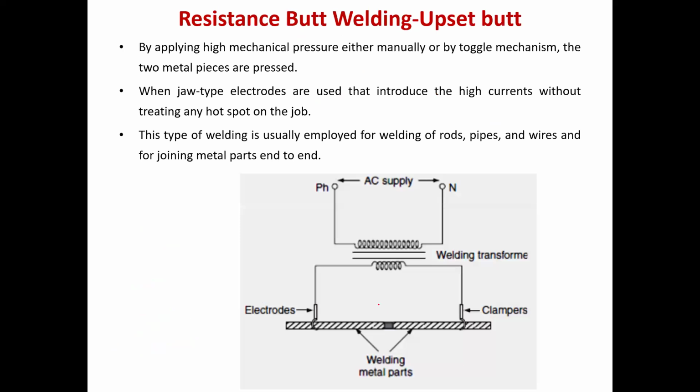Next one, flash or else butt welding type. Transformer is fixed. I can have two electrodes, one clamper. In between these two things, welding metals now. Join these two things with the help of some flash. This one.